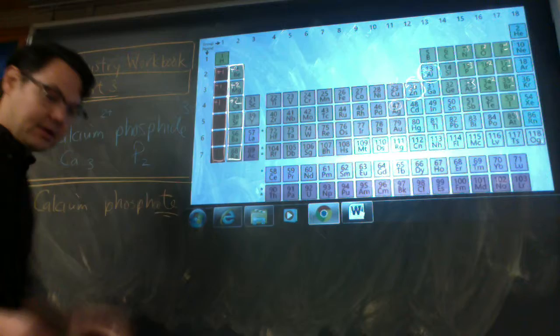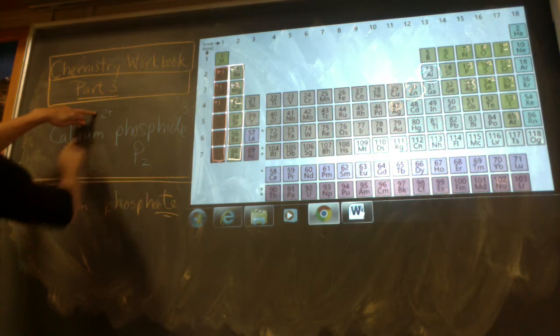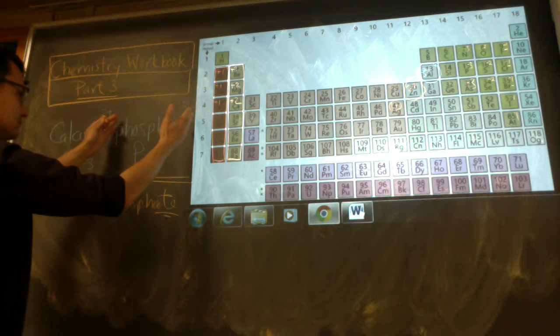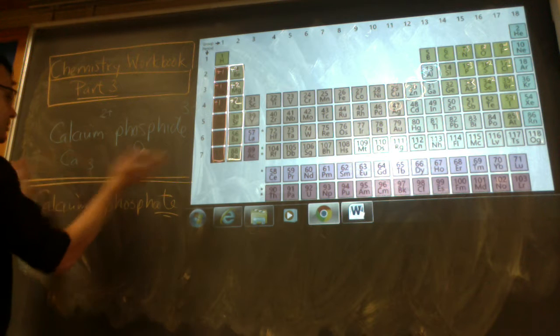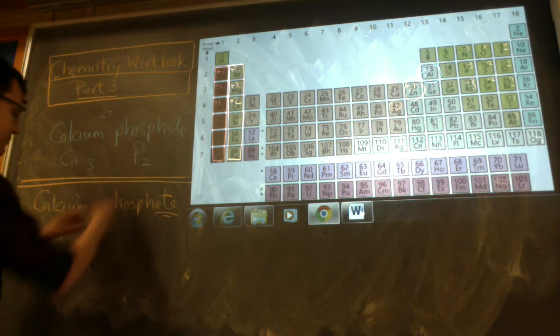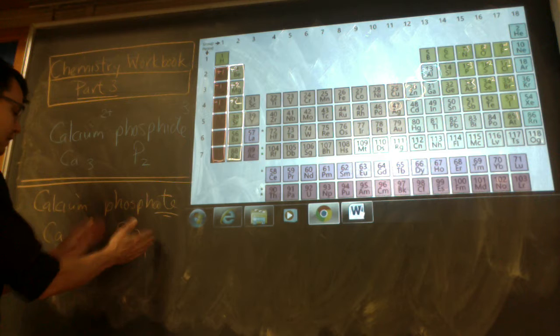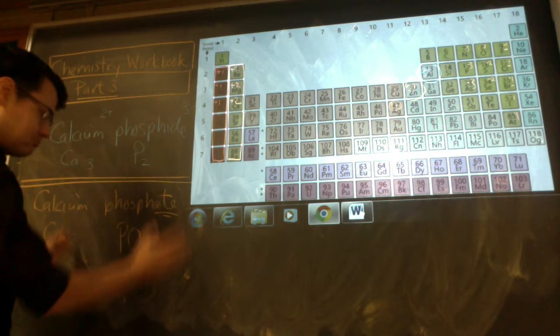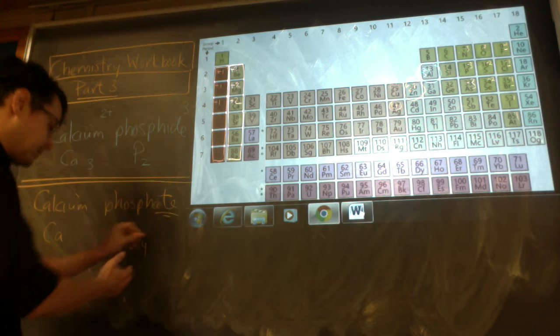Some of you may be saying, what? That's okay. If you just think of it, calcium phosphide, we had the charge on calcium and the charge on whatever is over here. 2 plus, 3 minus, cross them over, make that Ca3P2. When it's calcium phosphate, it's still Ca, but instead of P, it is now PO4. So that's the phosphate part. And if there's only one of them, we treat this as one thing, and it's just one. If we have to multiply it by 2 or 3, we put brackets around it to say it's traveling together, and it's all multiplied by whatever we put after it.